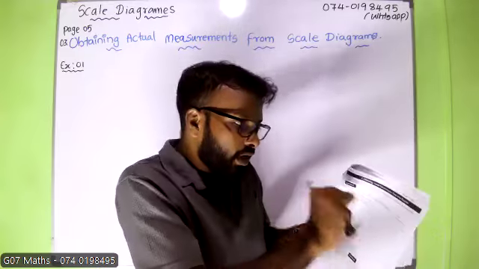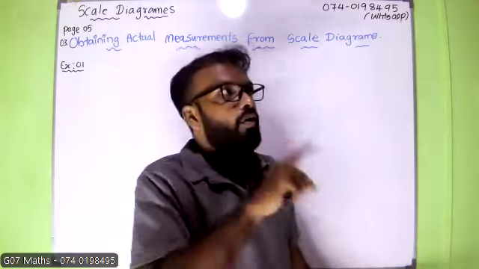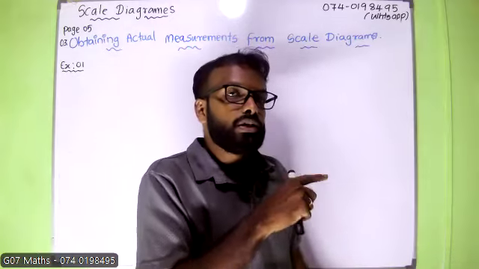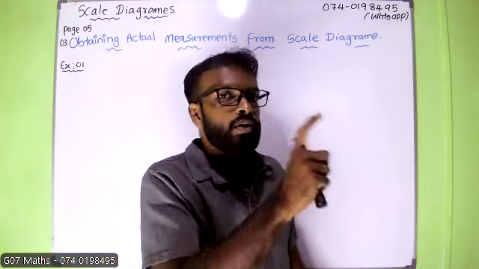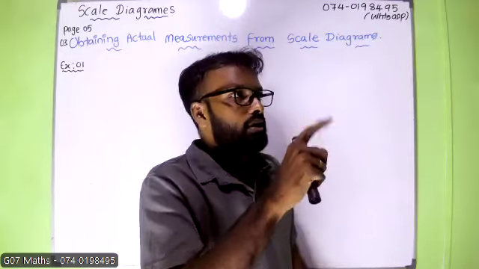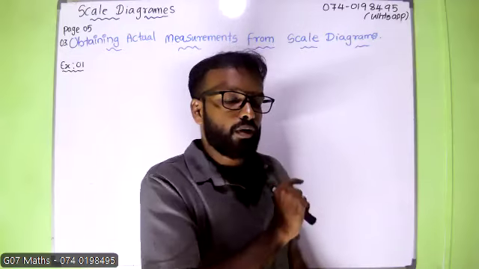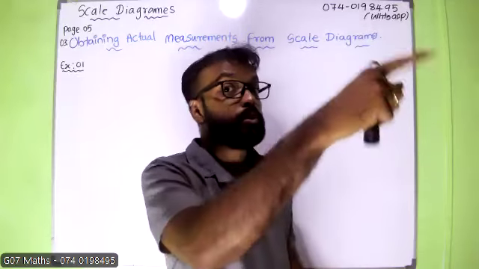When you are reading the ratio, you should calculate. 1 to 600 means 1 centimeter to 600 centimeters. So 600 centimeters means 6 meters. 600 divided by 100 means 6 meters. Using 1 centimeter, I am going to represent 6 meters.